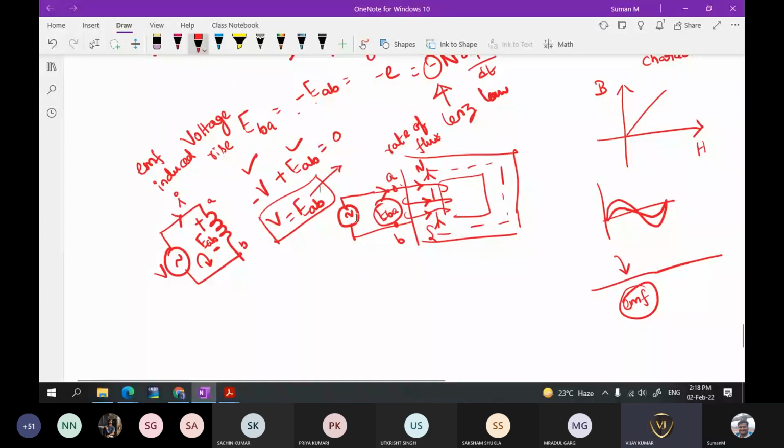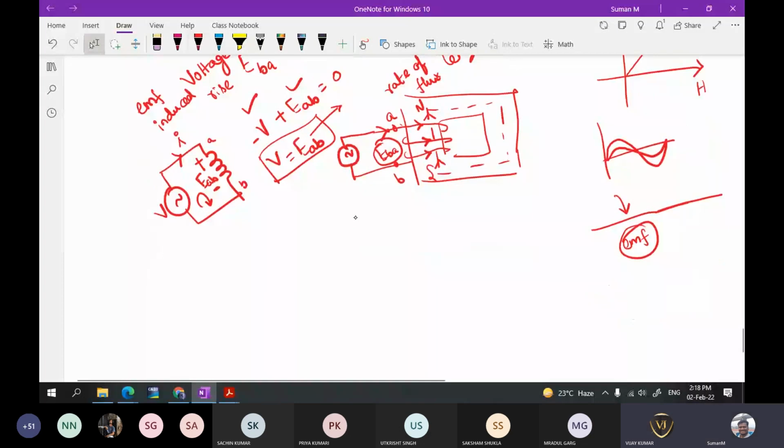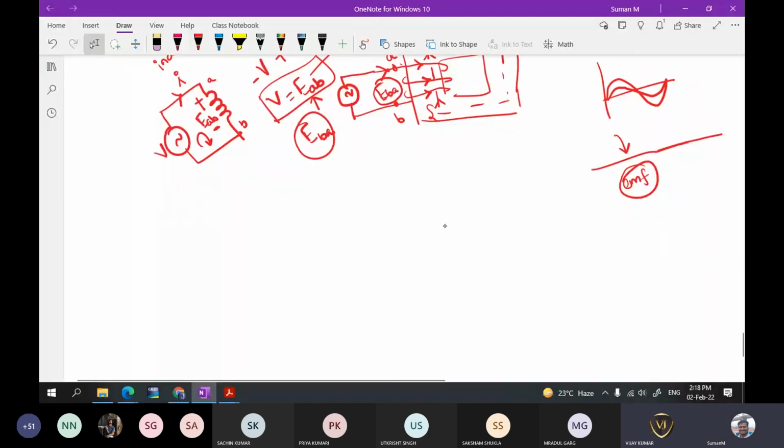Now we are representing it as EBA. So when EAB was considered as voltage drop, now EBA should be a voltage rise. Now the same point we are telling here: the rate of change of flux is there. Because of that, there is some EMF induced across the number of turns. So let me draw it.